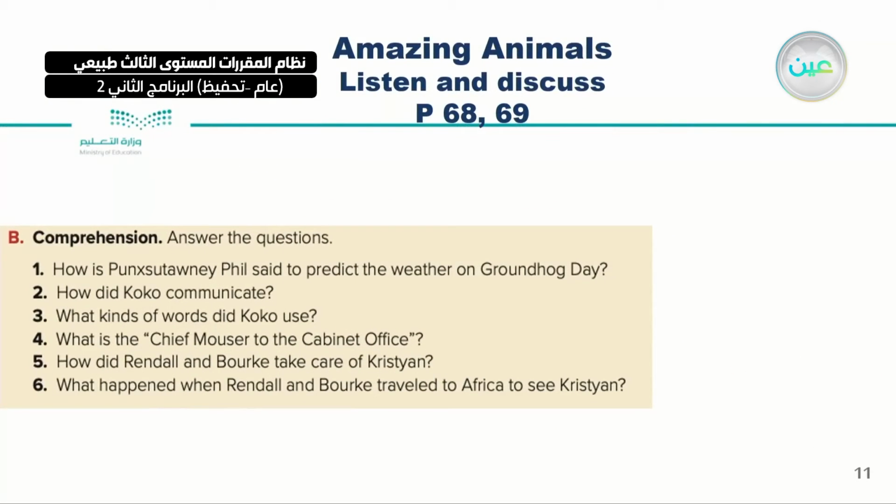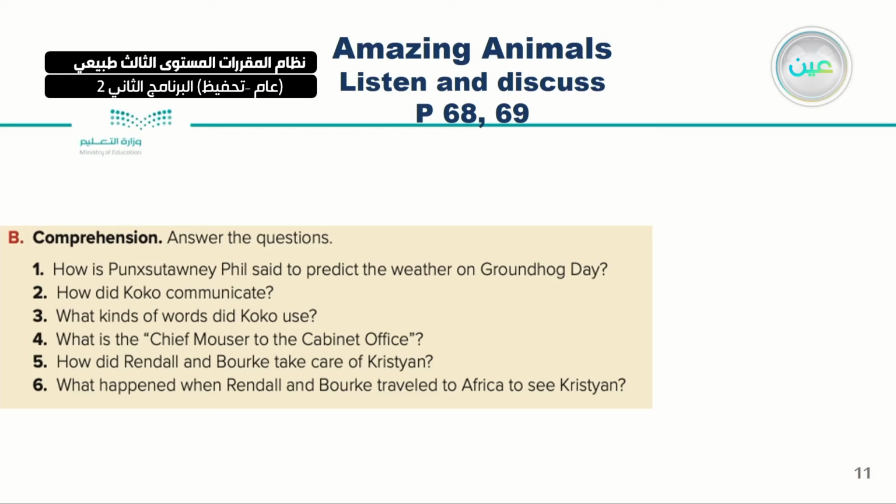We have comprehension. Here, answer those questions. We have 6 questions. I want you to answer them. Let's start with number 1. How is Banks Twan Phil said to predict the weather on Groundhog Day? Number 2. How did Coco communicate? We said that earlier.